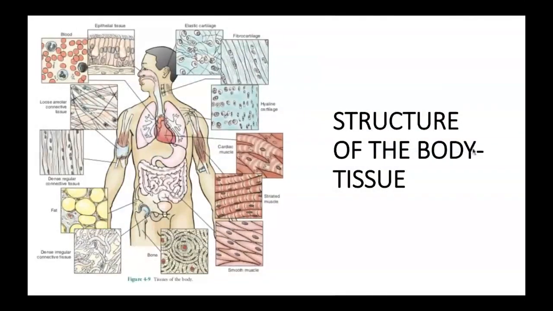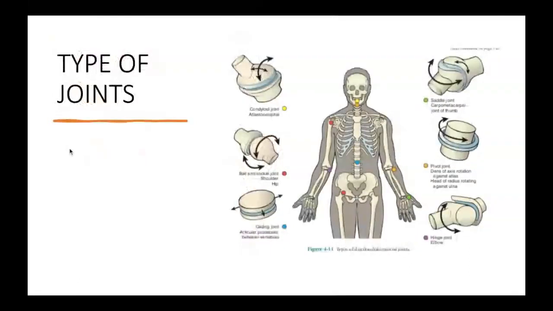All right. Moving on to the structures of the body's tissue. So here's a diagram of all the structures of the body's tissue. We got the blood, the epithelial tissue, the elastic cartilage, the fibrocartilage, the hyaline cartilage. If we look at the loose areolar connective tissue, we got the cardiac muscle, the striated muscles, the smooth muscles, the bone, the fat. So these are the structures of the body tissue. Again, you're gonna have to spend some time on that. Not a lot, but spend some time on it. Here's the joints we were just talking about previously: the ball and socket joint, the gliding joint, saddle joint, pivot joint, and then the hinge joint.